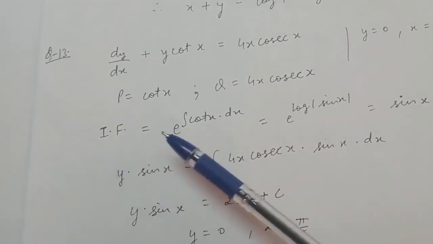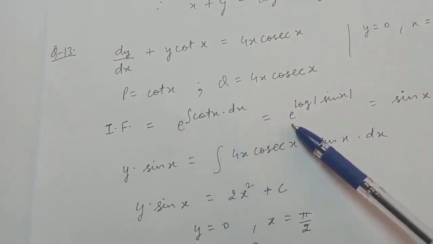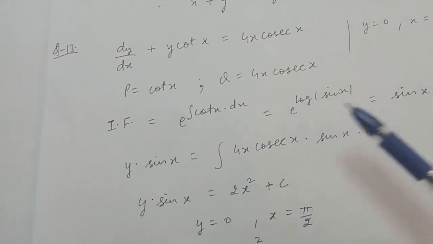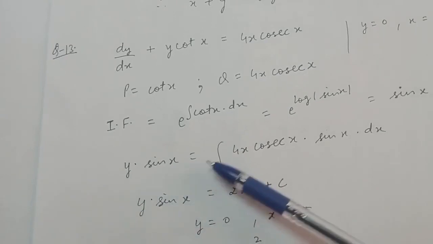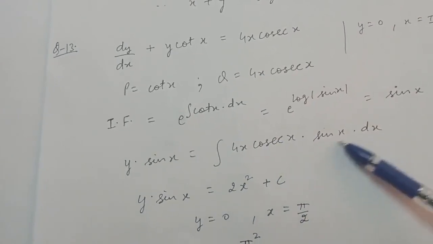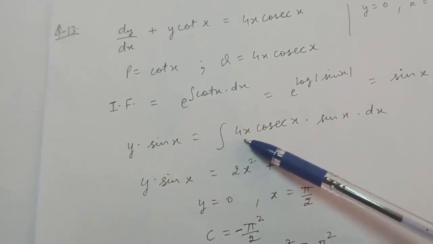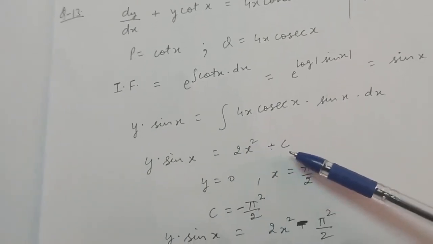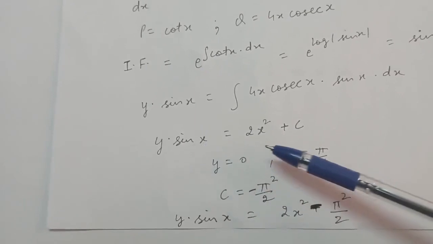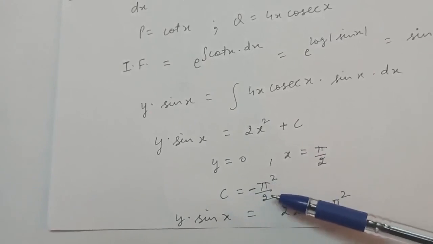Now calculate the integrating factor. It will be e raised to the power integral of p with respect to x. So integral of cot x is log mod sin x. Now this will be equal to sin x. So y into sin x equal to integral of q, that is 4x into cosecant x into integrating factor. Now this cosecant x into sin x will be 1 and integral of 4x will be 2x square plus c. Now get the value of c from the additional information given. Put y equal to 0 here and in place of x pi by 2. Then you will get the value of c as minus pi square by 2.